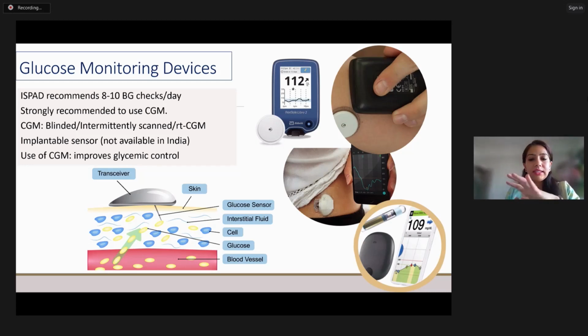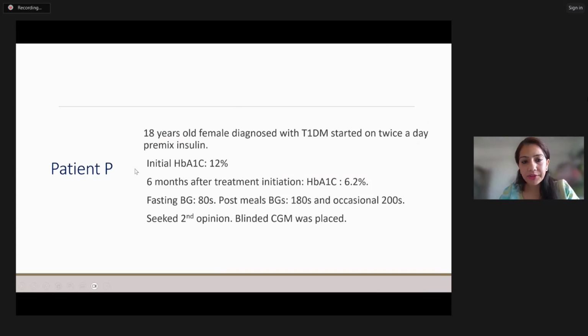Now, what are these? This will be covered in another talk. So, a CGM device has a filament that goes under the skin. This is how it looks. That's sensing the interstitial fluid glucose level, which is being transmitted to this receiver, and then that is sending the signal to the device or the phones where we're getting the readings continuously. There are various types of continuous glucose monitoring sensors, but basically the importance of it is to help with glycemic control. Let's look at another scenario here.